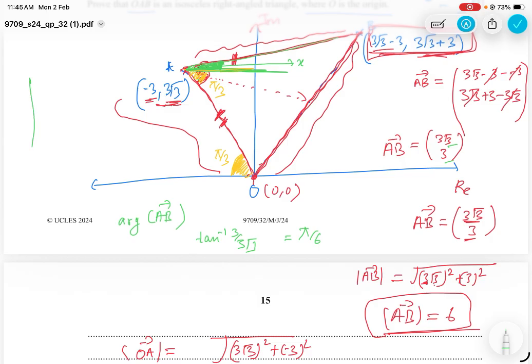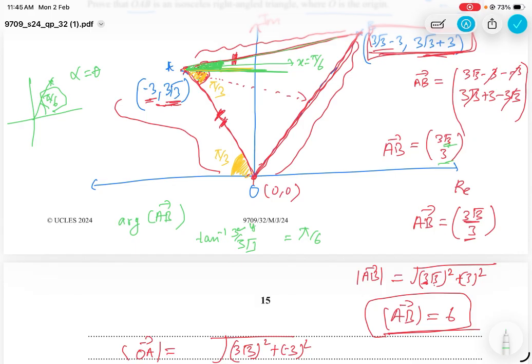See, for AB, the point is over here. Both are positive. We have to calculate this angle. This angle is pi by 6. Alpha and theta are same over here. So it would be pi by 6. Green is pi by 6. We got the angle. Okay.